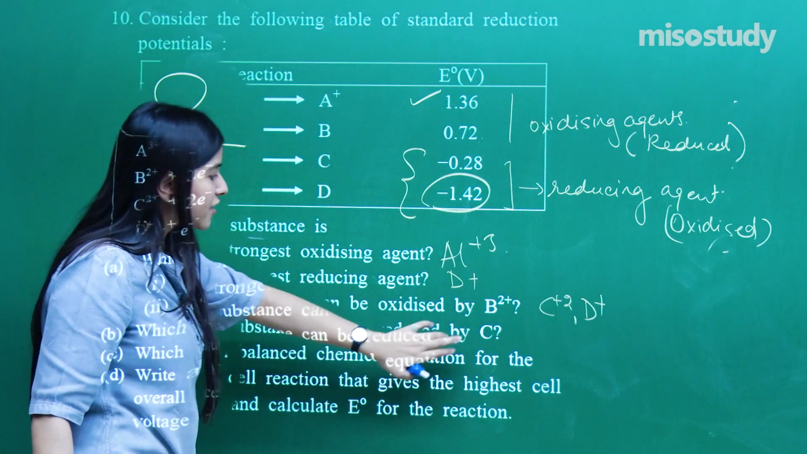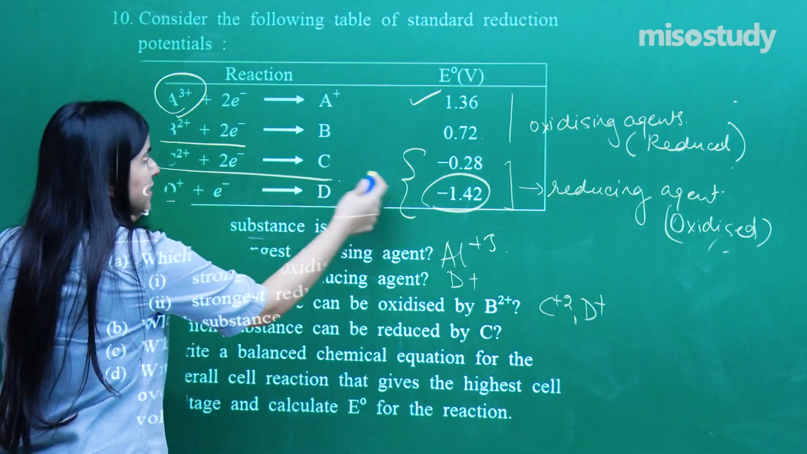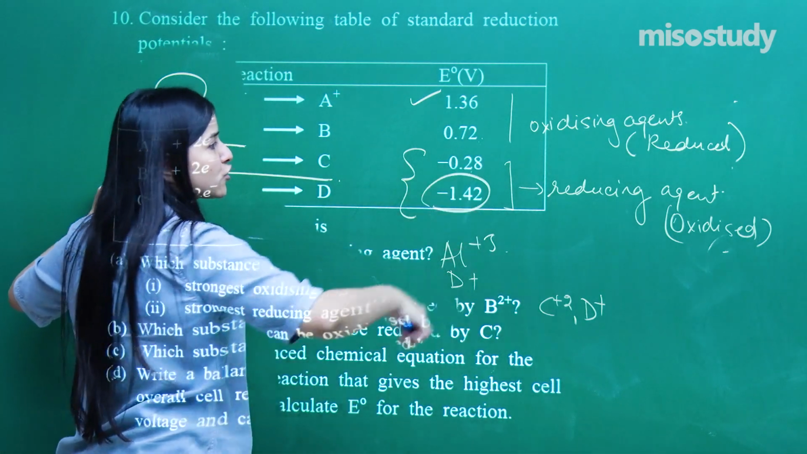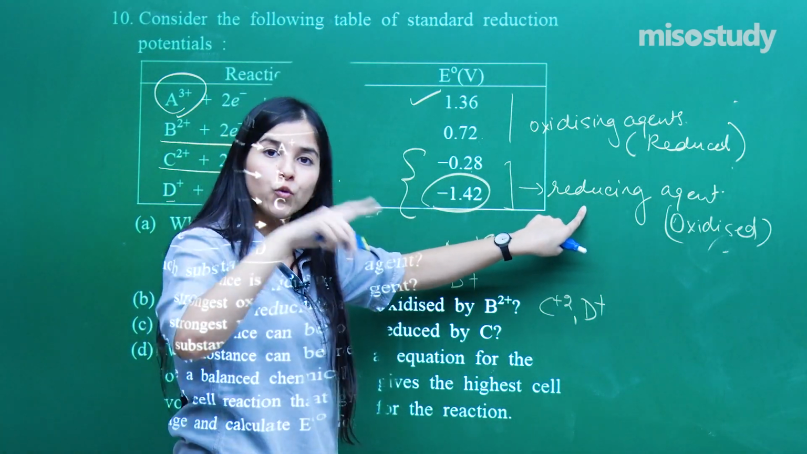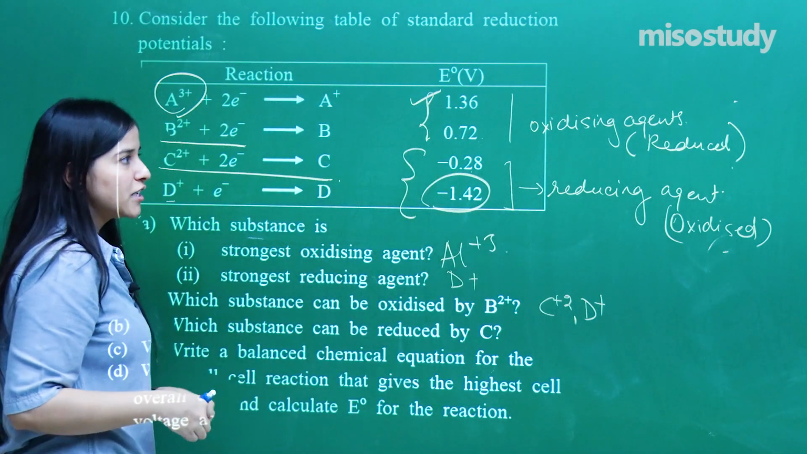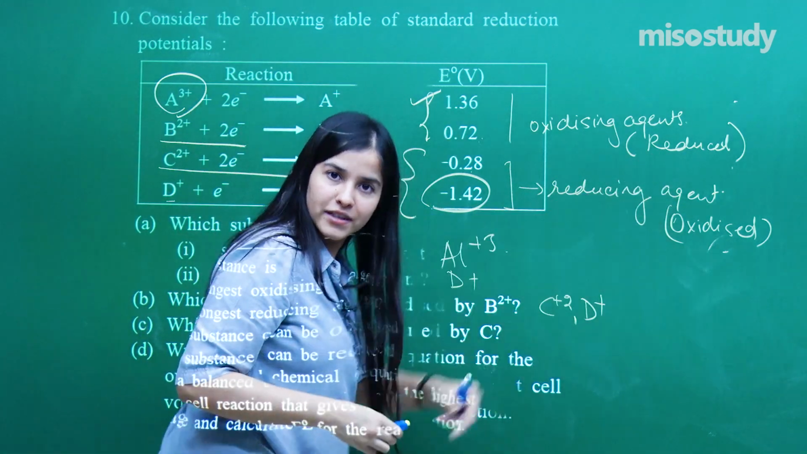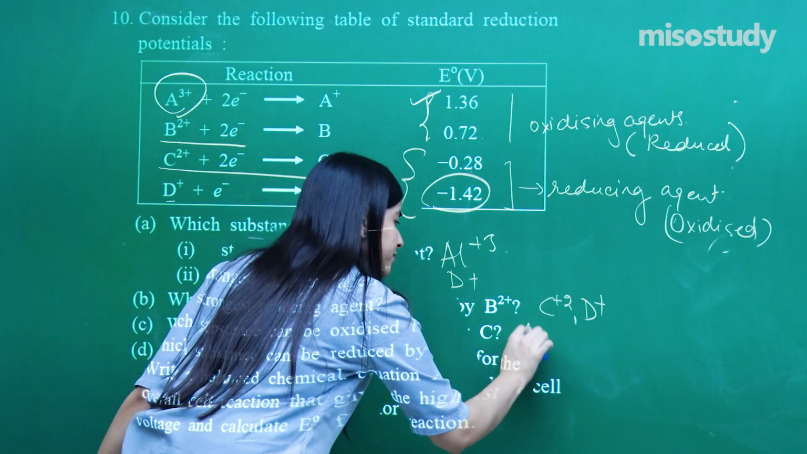Which substance can be reduced by C? Now C is here, right? It is a good reducing agent. So it is itself getting oxidized, and it reduces the others. These two quantities it can reduce, right? Because they are getting reduced. Clear? Okay. So Al plus 3 and B plus 2.